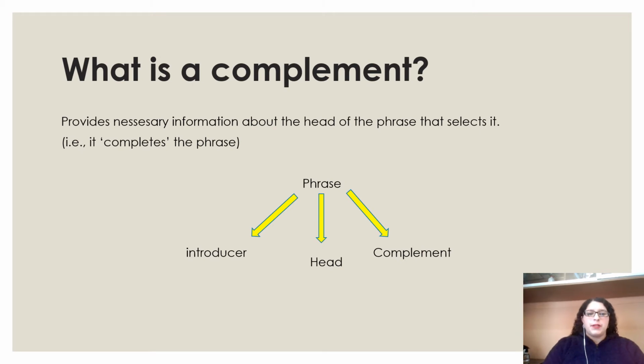What is a complement? The complement provides necessary information about the head of the phrase that selects it. So many times the complements complete a phrase. If you don't have the complements, if you don't have that part of the phrase, then the phrase will be ungrammatical. So the phrase will be incomplete without the complements.